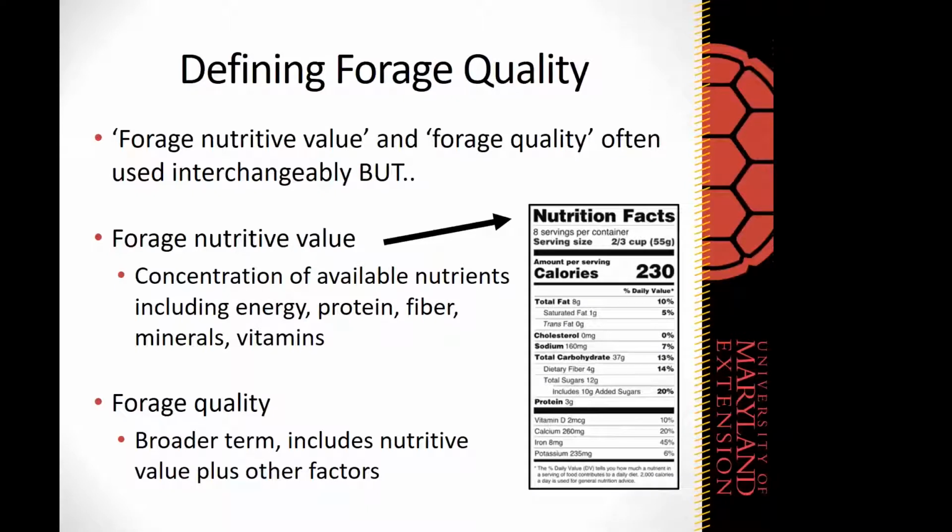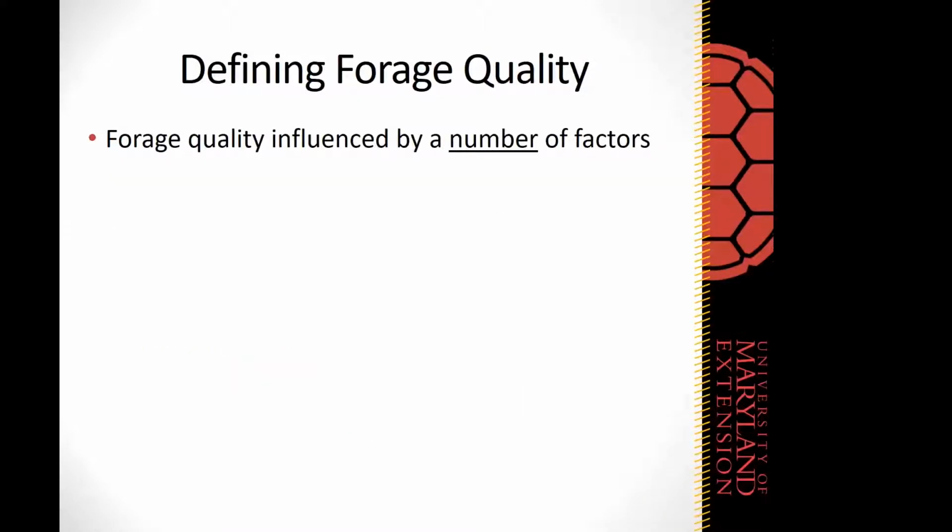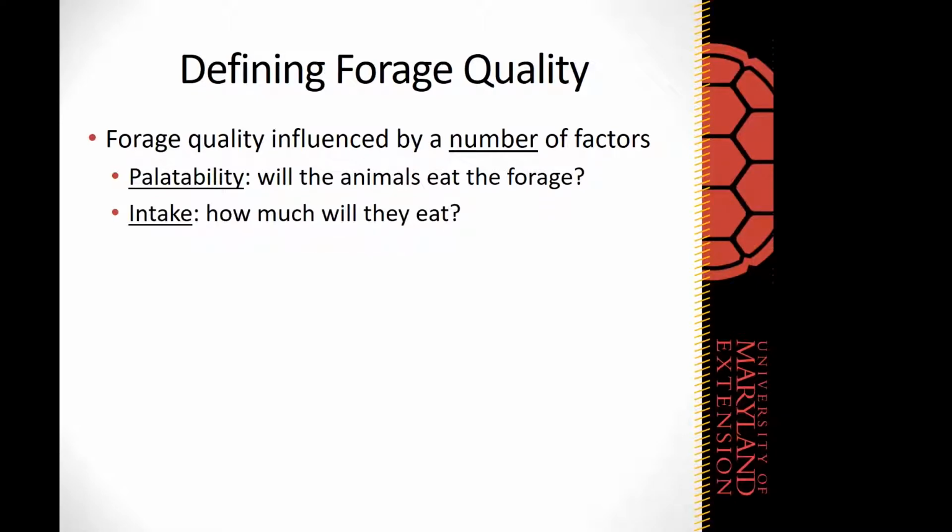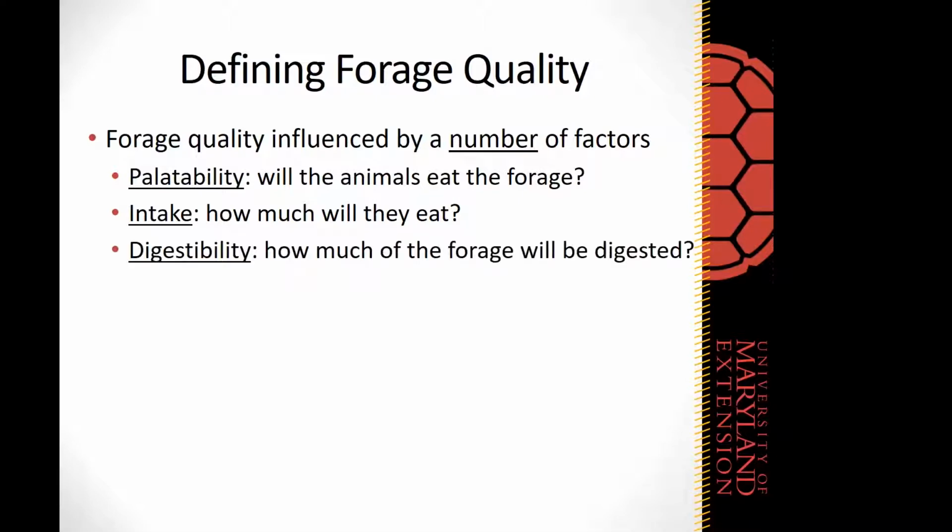Forage quality is really a broader term and includes that forage nutritive value, but it also includes other factors. What I mean by that is things like palatability. So if a forage contains a lot of nutrients, but the animals are not going to consume that forage, it's not going to do us a lot of good, right? If the animals are not going to eat that forage, even though it may contain an appropriate amount of nutrients, it's not going to do us any good.